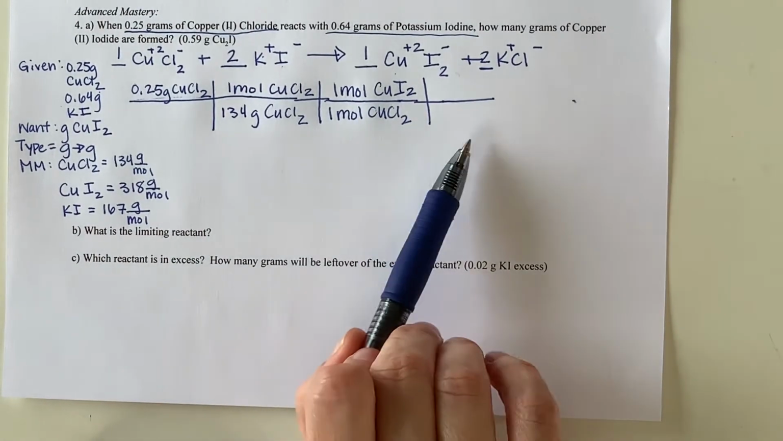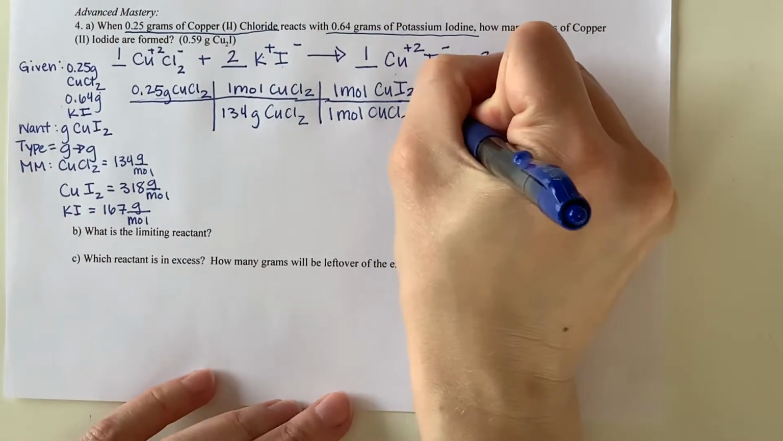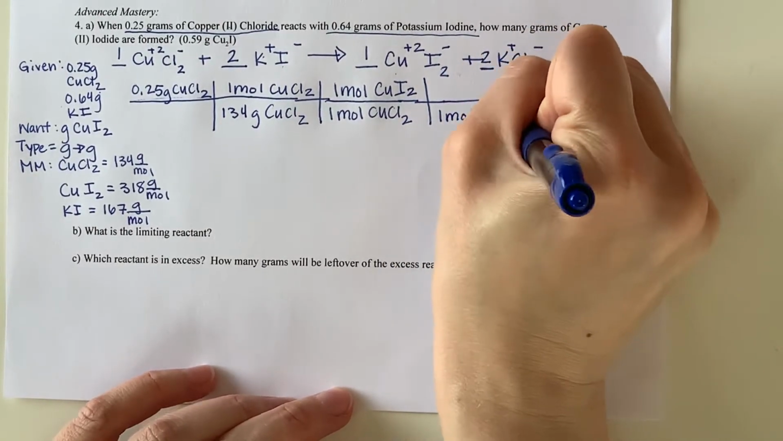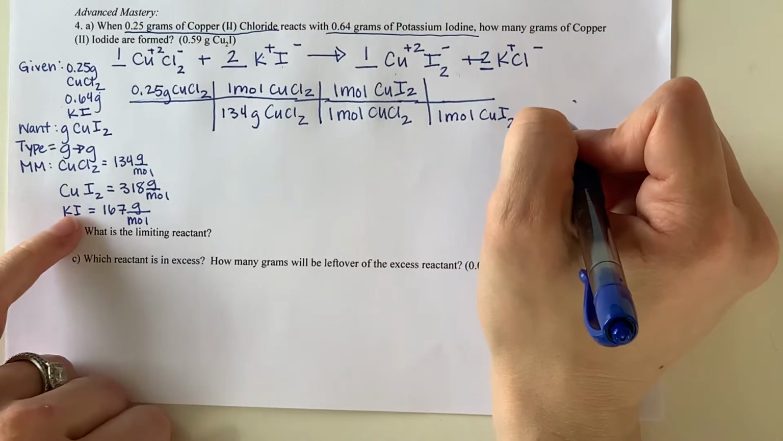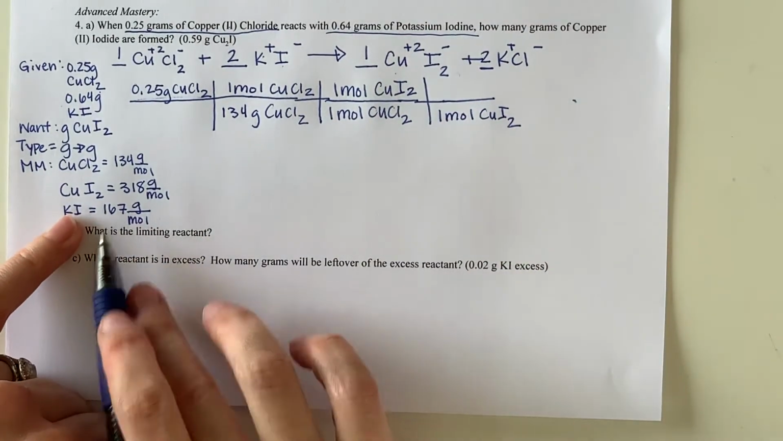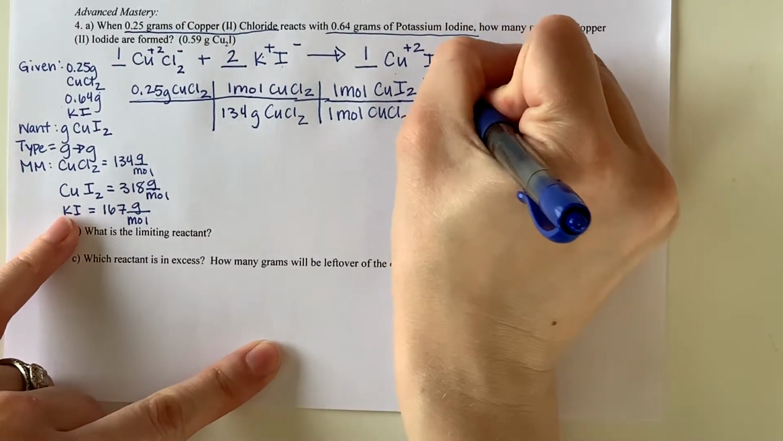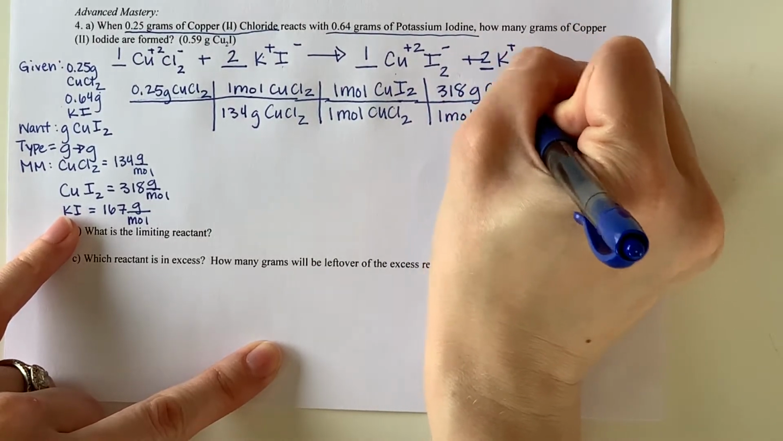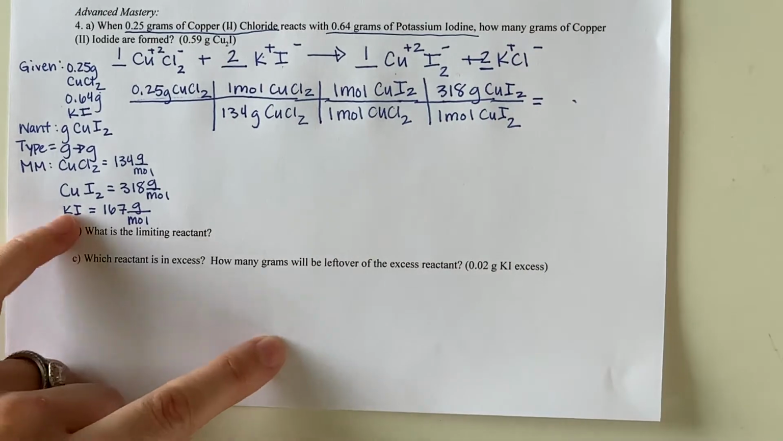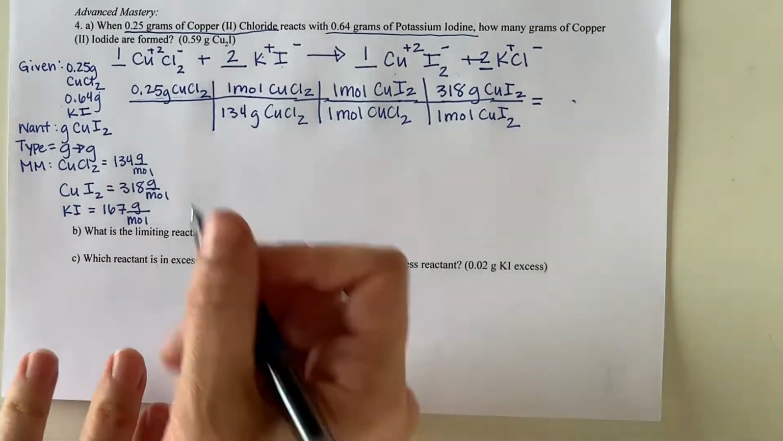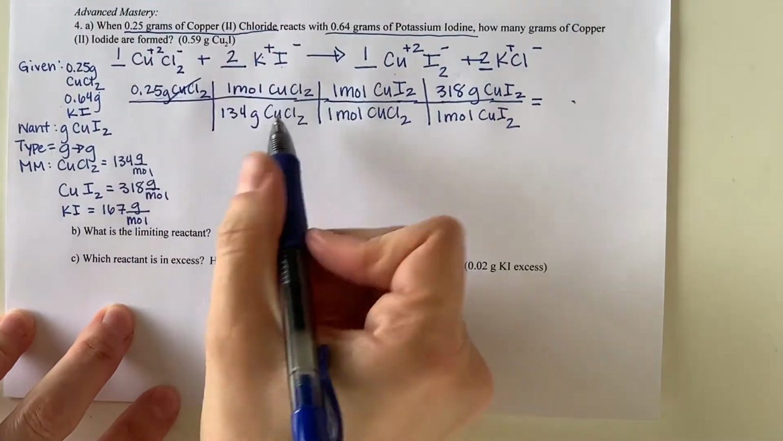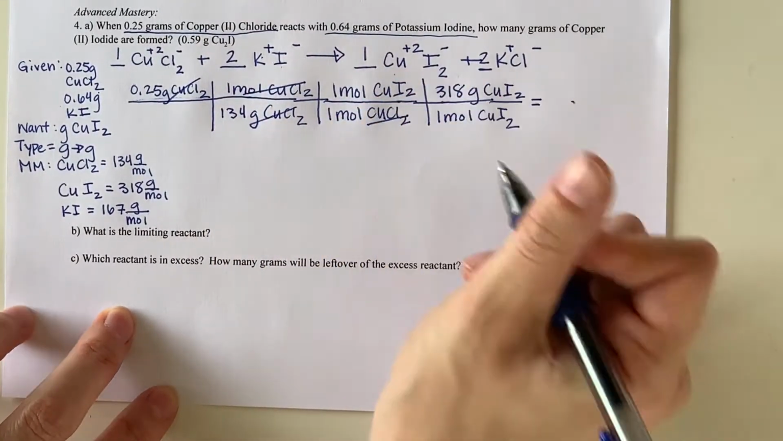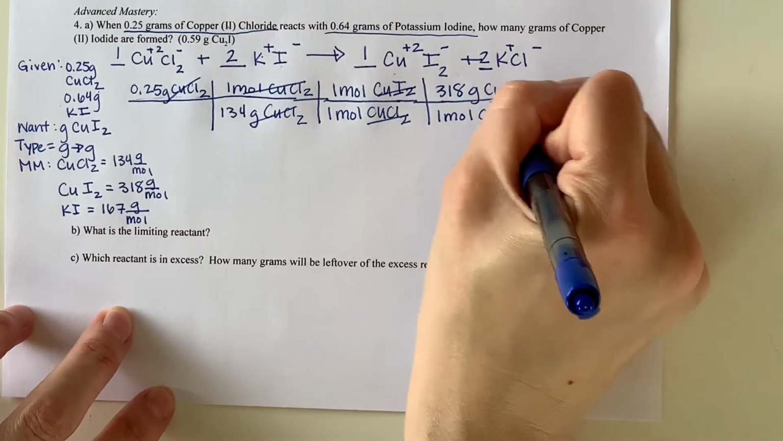My last step, change moles to grams. 1 mole CuI2. And we figured out its mass over here, 318 grams CuI2. Okay, so let's cancel my units, make sure I did things right. Grams of copper, moles, CuCl2, moles of iodine.